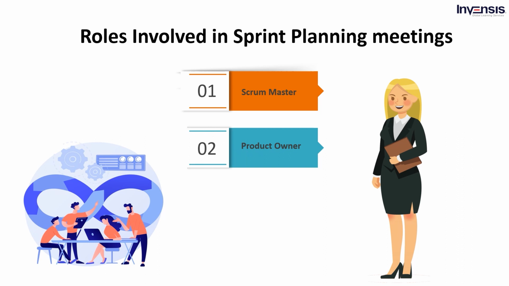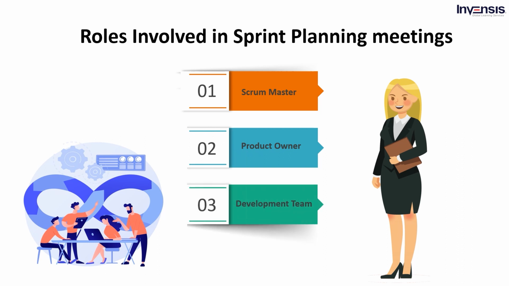Next is Product Owner. The Product Owner is held responsible for proposing the sprint goal, and prioritizing the product backlog items. In fact, their responsibilities are quite specific. They are answerable when any question is raised. They are considered to be the ultimate resource to the team.